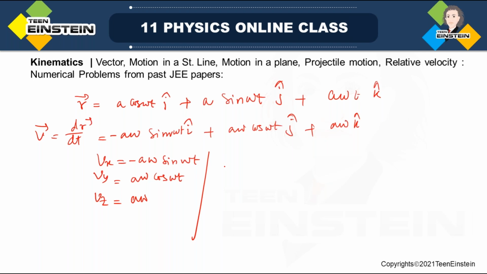So if you want to calculate the modulus of this velocity vector, you have to take the square of each component and sum them up.